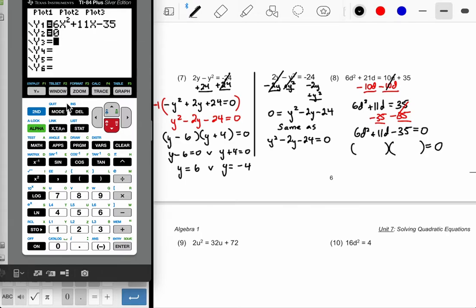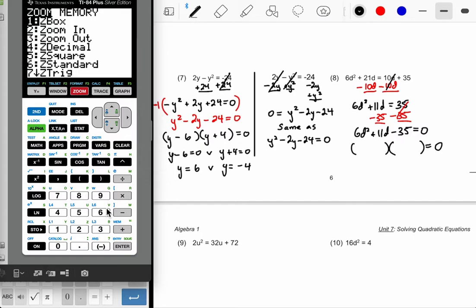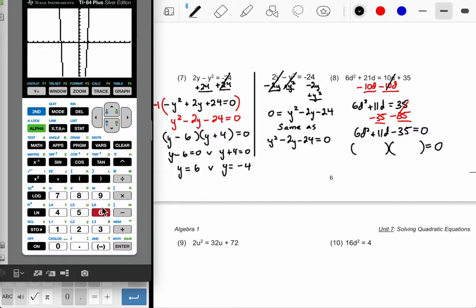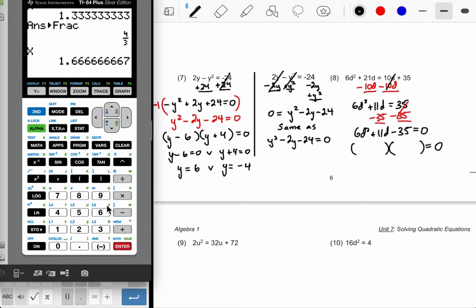So I put my equation in, left side for y1, right side for y2. I do a zoom 6, standard zoom. I don't have clean intersections, but that's okay. Second trace 5. Let's see, I'll go for the right one first. Oops, overshot the mark. Enter, enter, enter. 1.6 repeated. If I don't know what that decimal is in fraction form, then I go into my home screen, call up the x value, hit x. It'll bring up the decimal value, math, enter, enter.